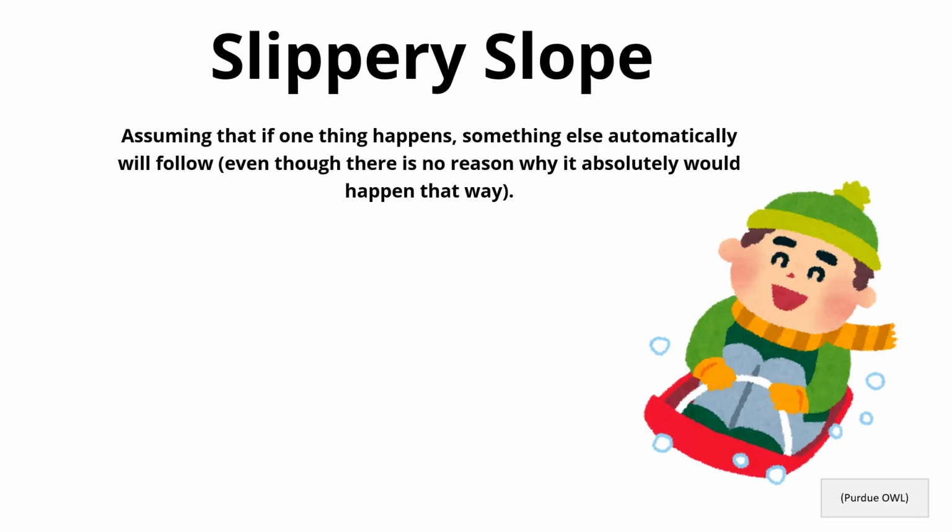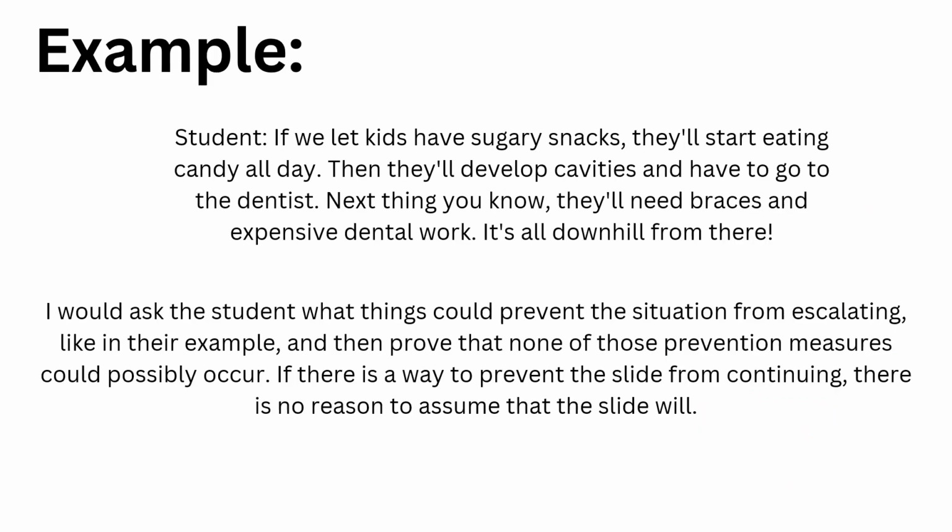Slippery slope. This is assuming that if one thing happens, something else automatically will follow, even though there's no reason why it absolutely would happen that way. I think from the example, you're going to realize that this slippery slope fallacy is something that parents do all the time when they're telling you not to do something. And I hope that you enjoy the next example.